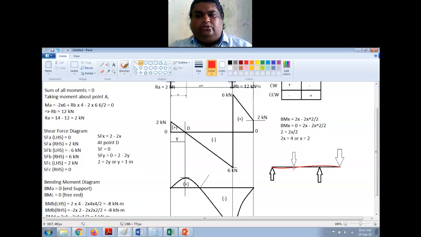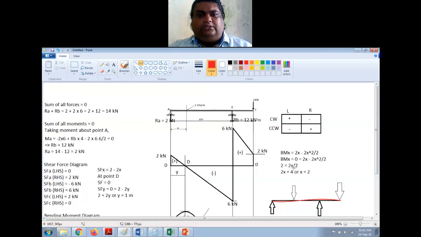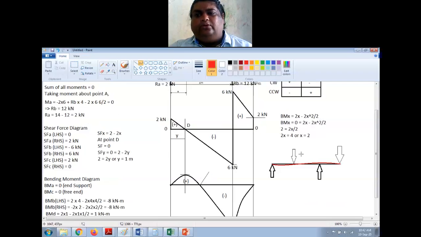Okay. So this thing they may ask you in the oral also. So it is important from oral point of view. What is point of contraflexure? And also in the theory they may ask a question on this. In theory, definitely they will ask you to find the location of point of contraflexure if you get a numerical like this, right?